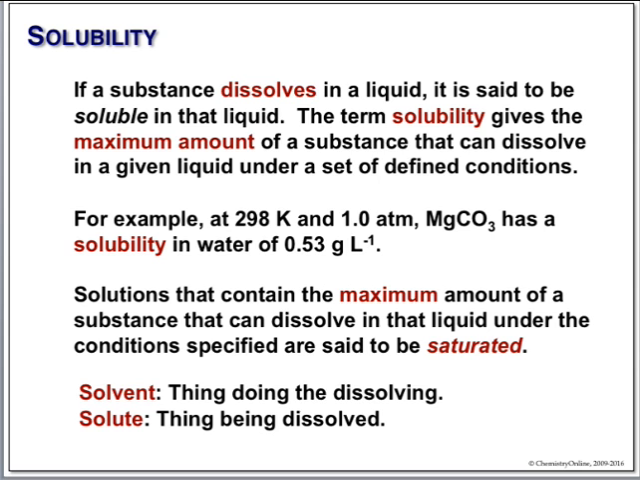When we have magnesium carbonate and we have 0.53 grams per liter dissolved, we can't get any more unless you play tricks. We call that a saturated solution. Saturated simply means under normal conditions, you cannot get any more in. Okay? Again, two words: solvent is the thing that does the dissolving, that's water here, and solute is the thing that's being dissolved. In our example, that was magnesium carbonate.